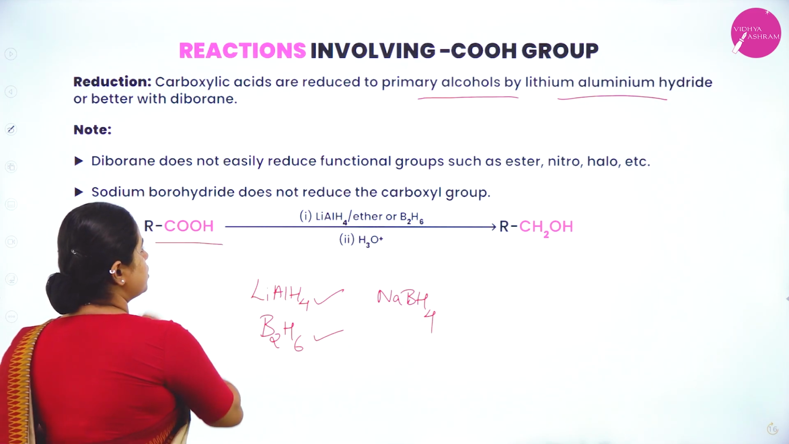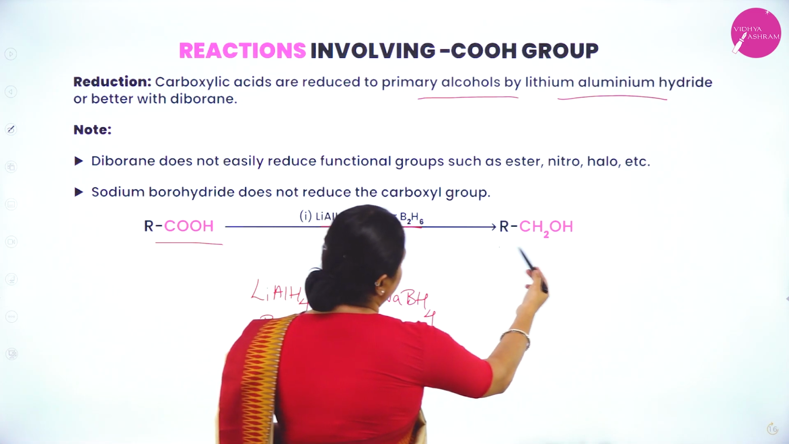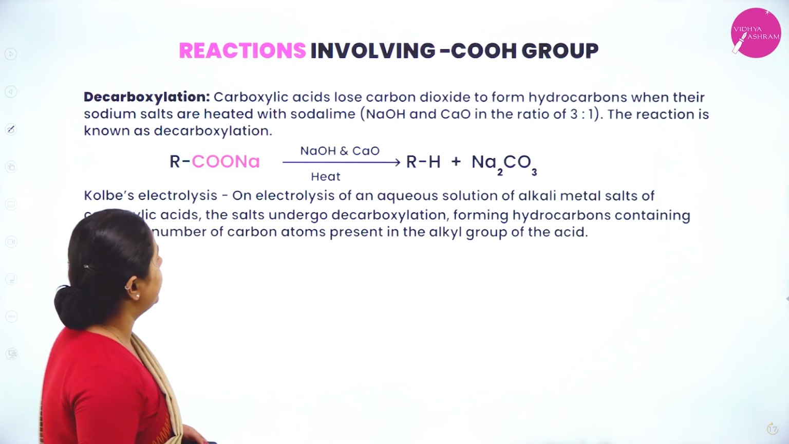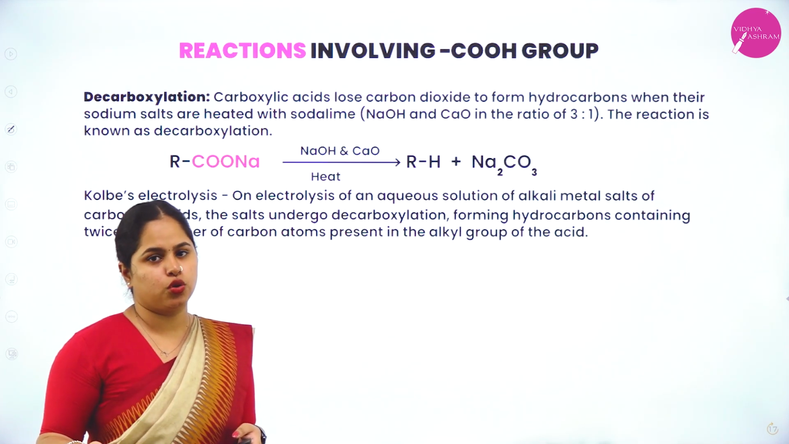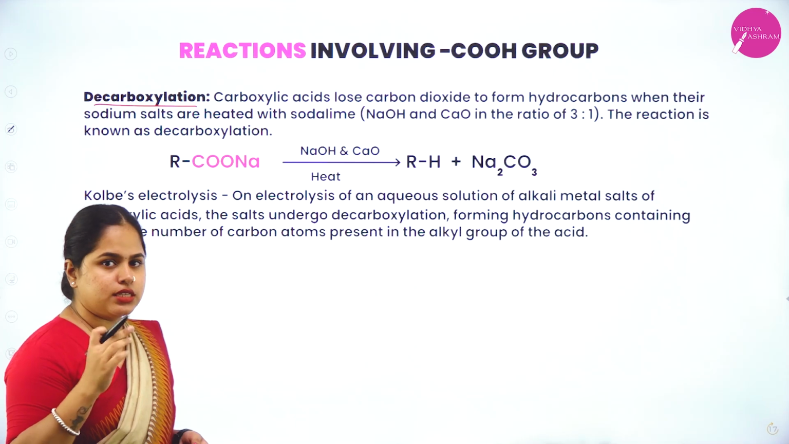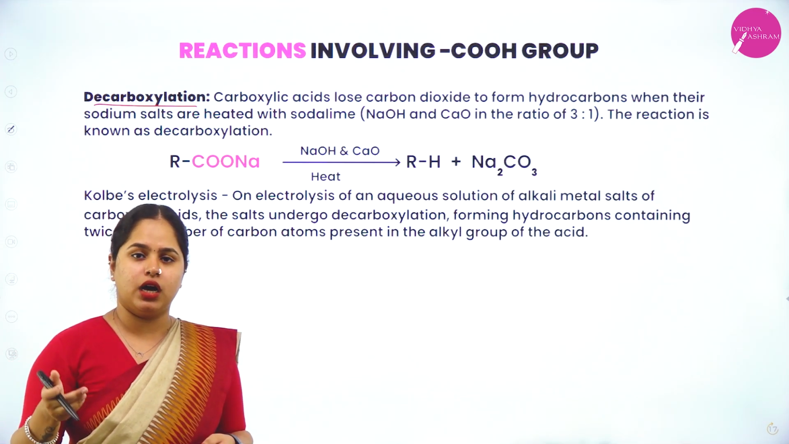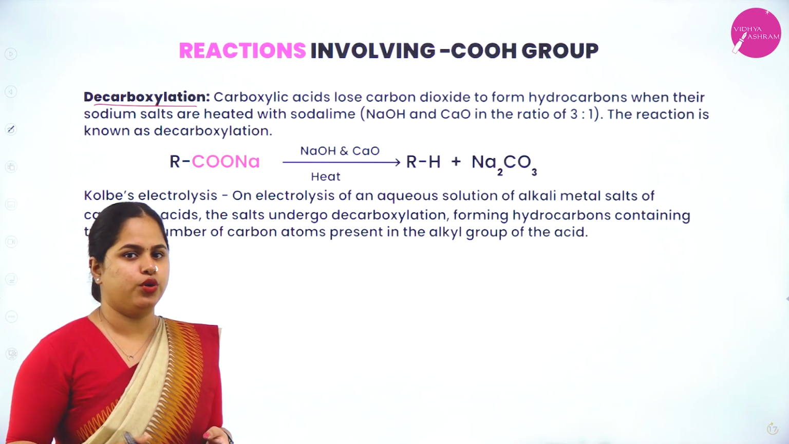So you have carboxylic acid in the presence of lithium aluminum hydride or diborane. What is going to happen? A primary alcohol is obtained. Clear? Now the reactions involving the breakage of the COOH group itself. The first one is decarboxylation. So again, something is going to be removed. What is decarboxylation? We are going to remove carbon dioxide. CO2 is going to be removed.